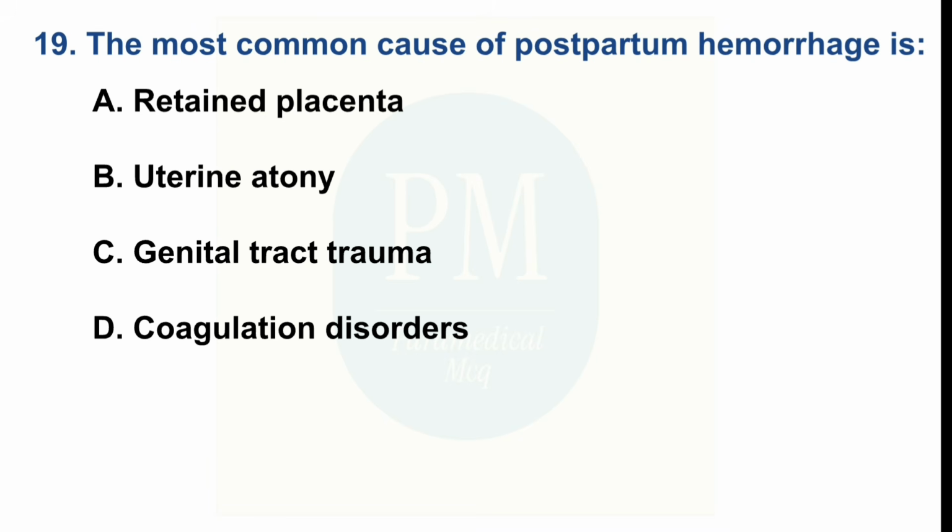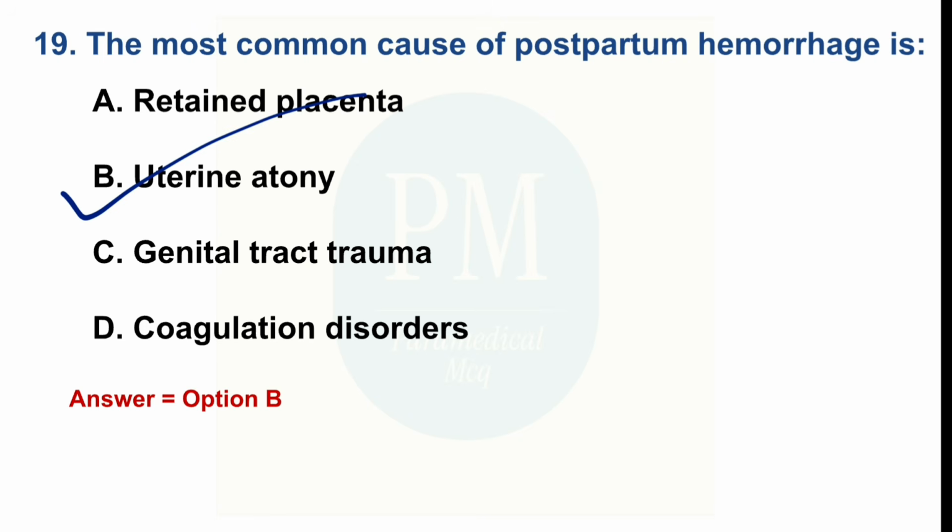The most common cause of postpartum hemorrhage is option A, retained placenta. Option B, uterine atony. Option C, genital tract trauma. Option D, coagulation disorders. The correct option is option B.